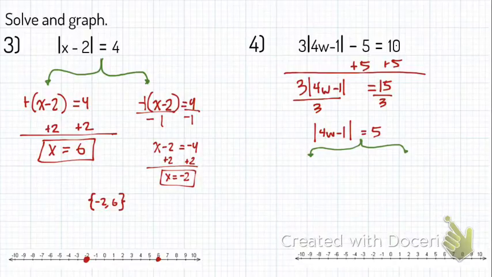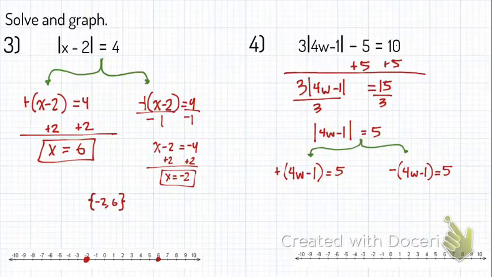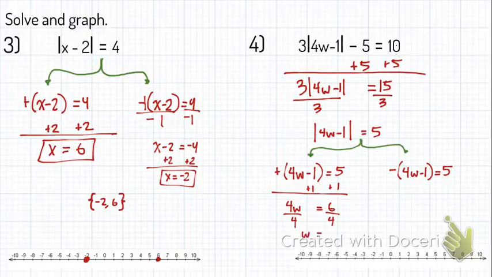Alright, students should have worked this problem out, and this is what you should have had. You should have written one problem that was positive, so it would be positive 4w minus 1 is equal to 5. The second one's going to be negative 4w minus 1 is equal to 5. Add 1 to both sides here. 4w is equal to 6. Divide both sides by 4, so you get w is equal to 3 halves.